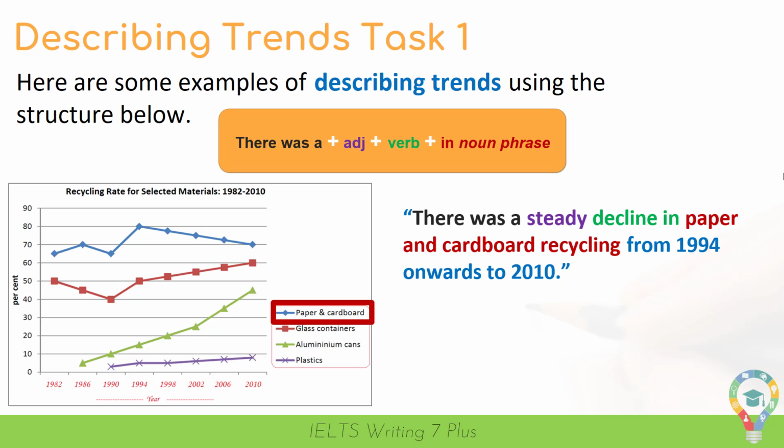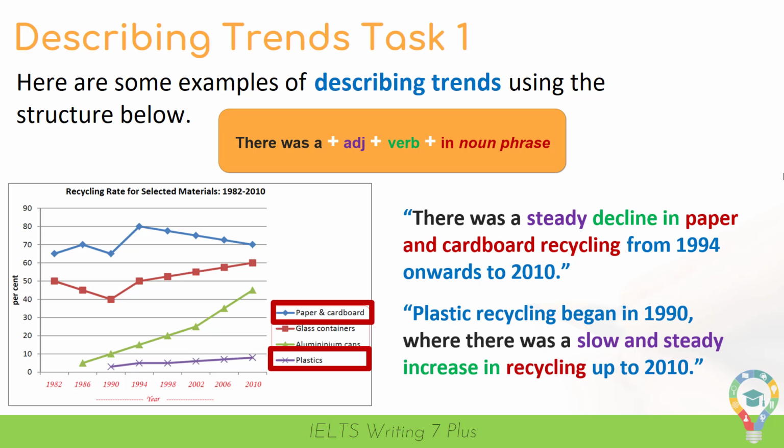And let's take a look at plastics, which actually begins later than the other data given in the line graph. It begins in 1990. Plastic recycling began in 1990, where there was a slow and steady increase in recycling up to 2010. So a slight variation on the structure and a really great example of describing trends.